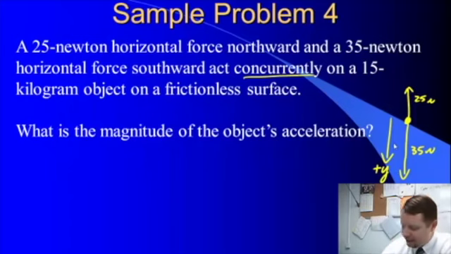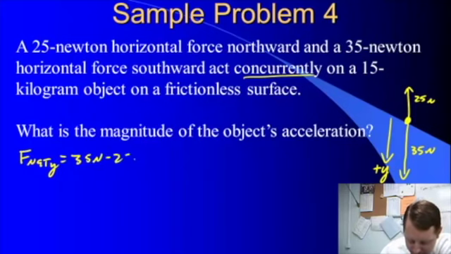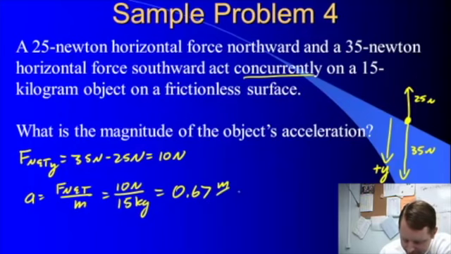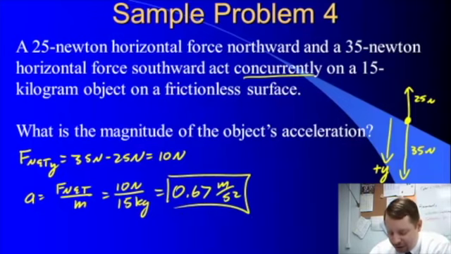Now, when we take a look at this, our net force in the y direction is going to be positive 35 newtons minus 25 newtons for a net force of 10 newtons. Now, to find acceleration, that must be F net over m, or 10 newtons over 15 kilograms, which is 0.67 meters per second squared. Now, of course, the direction of that acceleration must be in the direction we call positive, or south, the direction of the larger force. It says magnitude. We don't have to write south there, but we understand what it is.